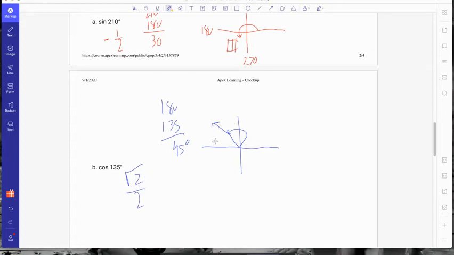Now, I'm in the second quadrant, and cosine is negative in the second quadrant. So I need to make sure I add my negative sign. All right, that's the only thing that changes, the positive and negative, as you go around the circle with all these reference points.